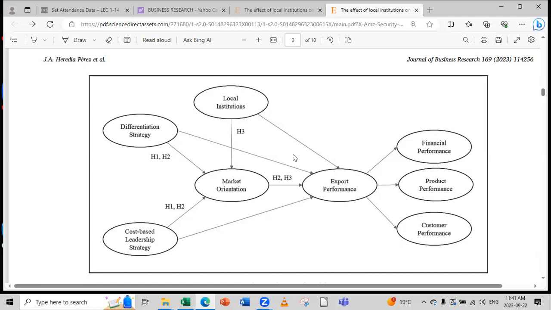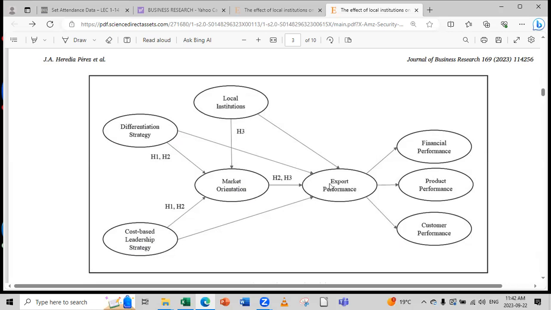The arrows mean the cause and the effect. So local institutions will affect the export performance. Differentiation strategies will affect the export performance. Cost-based leadership strategy will affect the export performance. Market orientation will affect the export performance. Clear, my dears? Yes. Then, this is what you were saying now, the intermediate variable.